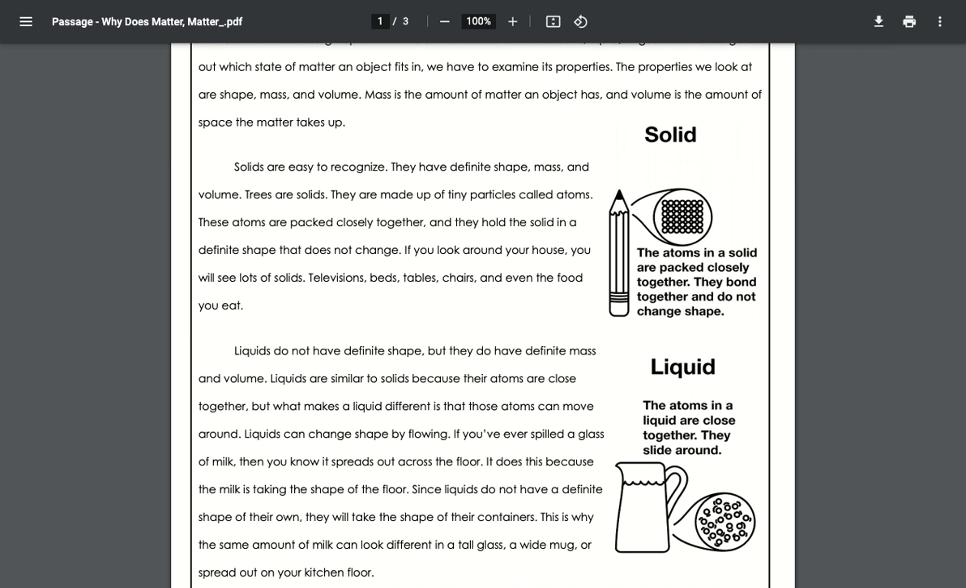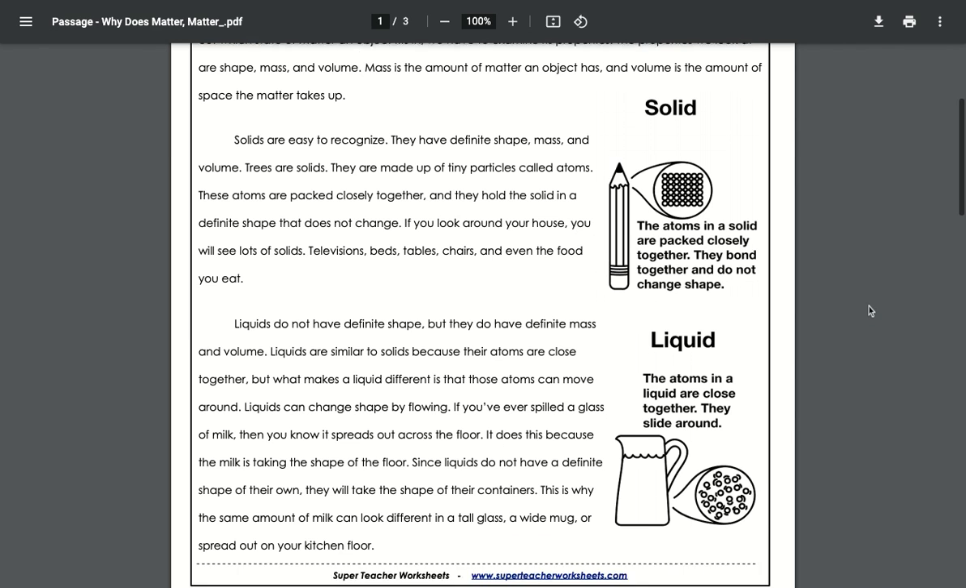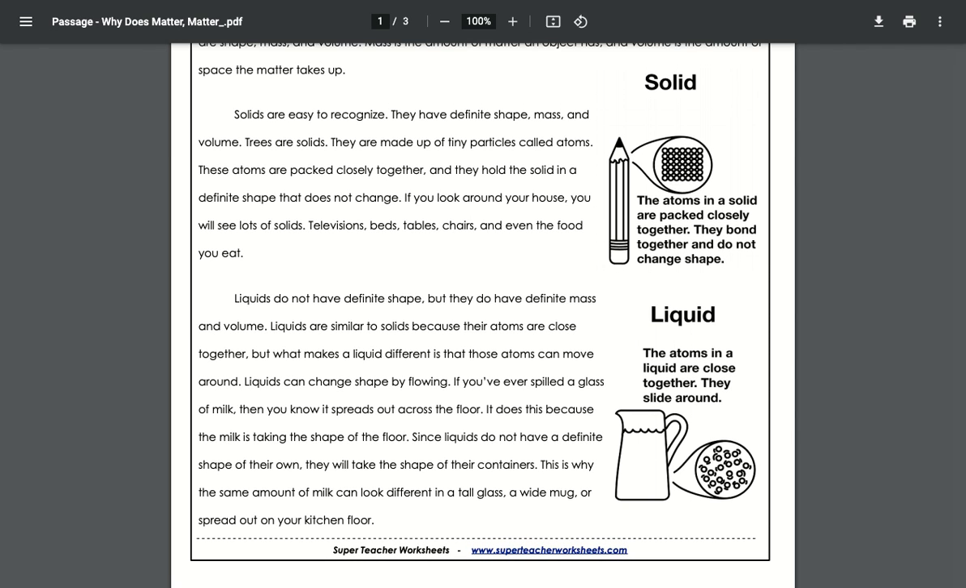you eat. Liquids do not have definite shape, but they do have definite mass and volume. Liquids are similar to solids because their atoms are close together. But what makes a liquid different is that those atoms can move around. Liquids can change shape by flowing. If you've ever spilled a glass of milk, then you know it spreads out across the floor. It does this because the milk is taking the shape of the floor.